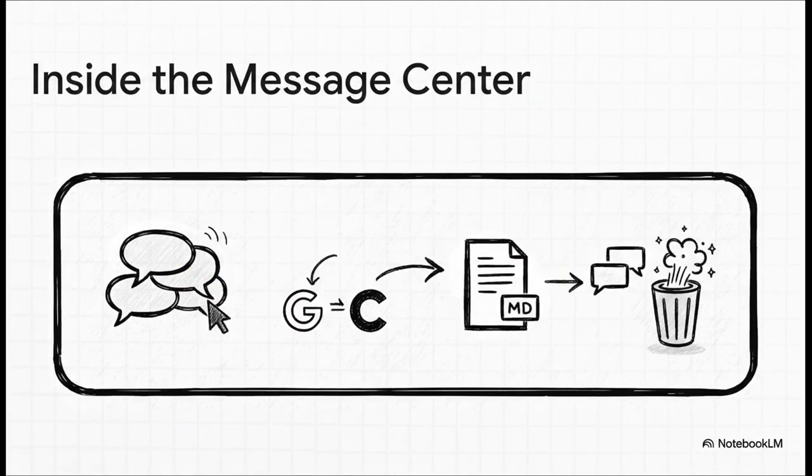And all of those saved responses, they live in what's called the message center. This is your hub. From here, you can do anything. You can copy just one specific message, or you can select a whole bunch of them and copy them all at once. And get this, you can even grab outputs from Gemini and ChatGPT and merge them together into one thing. Then you can export it all as a clean markdown file. It really gives you total control.